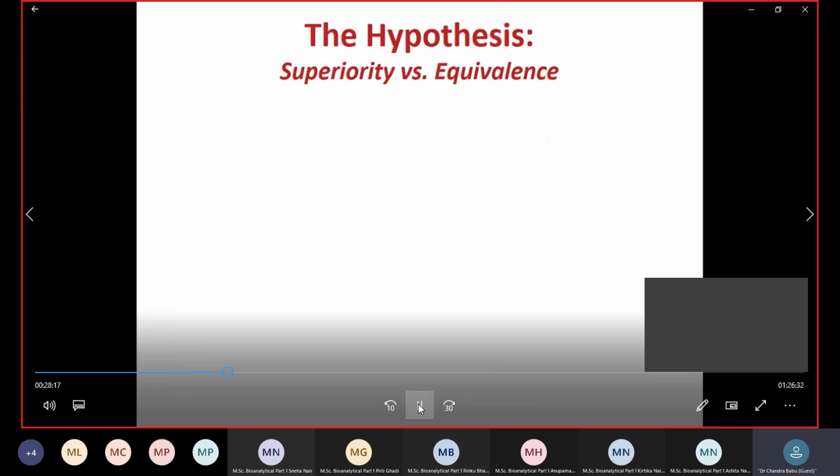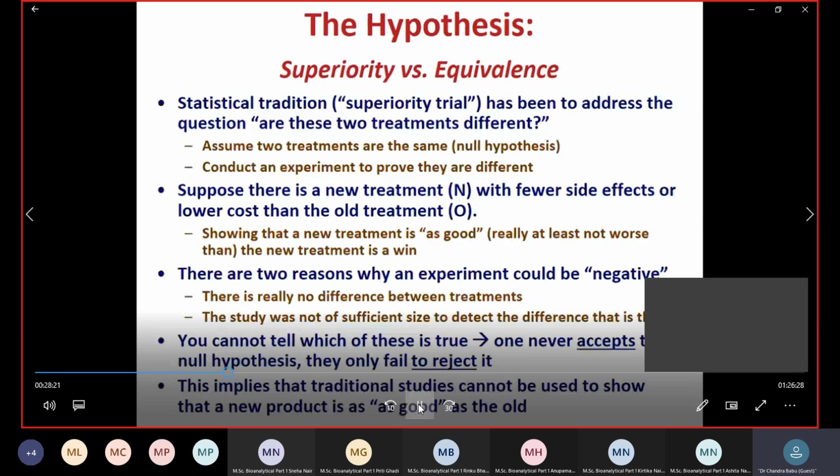Can I ask you a question about that last slide? Sure. So you said you can't tell the difference between if there's no difference or the sample size isn't large enough. What if you have a very large sample size? Well, it's still not large enough. By the way, there are no two things in nature that are the same.